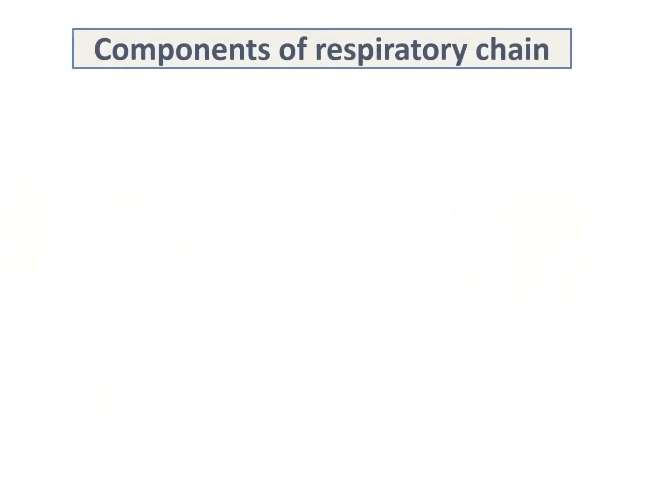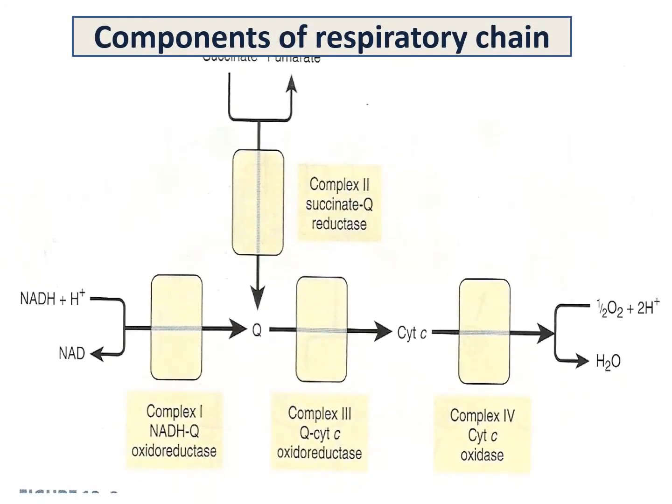Components of the respiratory chain. The complexes of the respiratory chain are arranged in order of increasing redox potential. That means these complexes are embedded in the inner mitochondrial membrane according to their redox potential. And the electrons flow through the chain in steps from NAD plus NADH, that means from complex 1, to the final acceptor, oxygen.